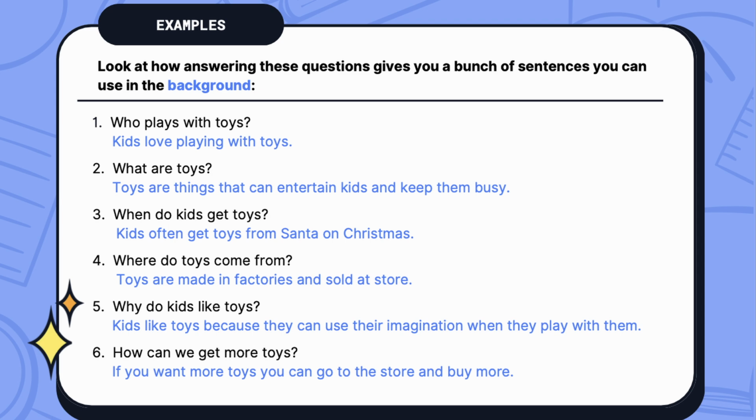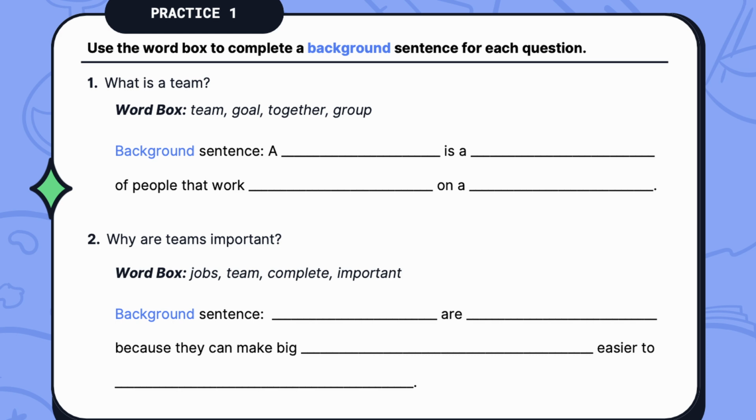Or, why do kids like toys? My background sentence could be, kids like toys because they can use their imagination when they play with them. Or, how can we get more toys? If you want more toys, you can go to the store and buy more. That could be a great background sentence. Now that you know all about background sentences, why don't we go ahead and practice writing some? Are you ready to practice?